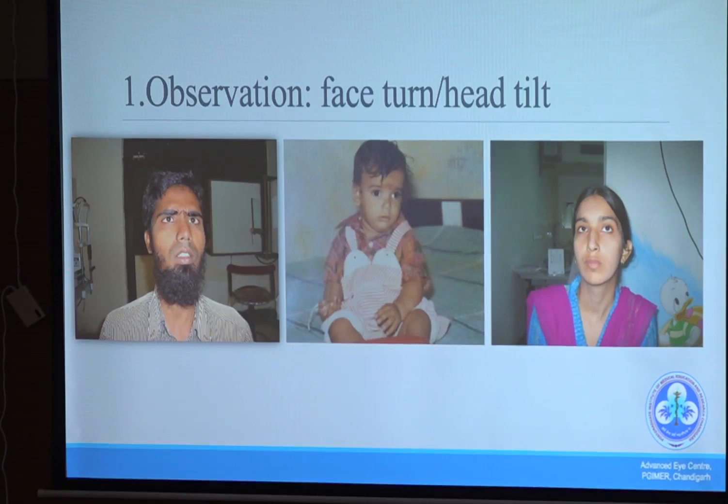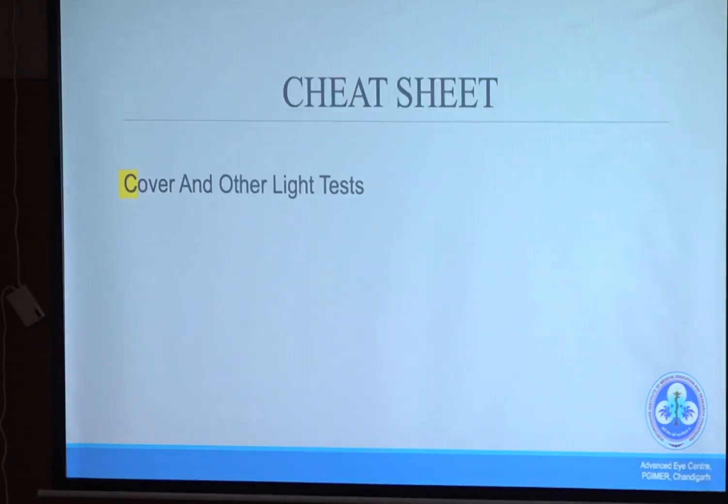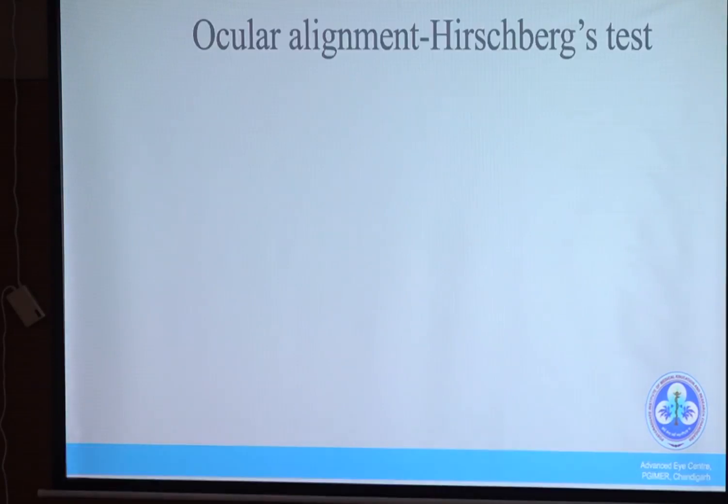Now, head posture is adopted often to compensate for the strabismus and the diplopia occurring as a result of the strabismus. So once you correct the head posture, only then the manifest strabismus will take place. So once you have established that yes, there's a history of strabismus, and then there is a head posture, you go in for the cover test and the other light reflex tests.